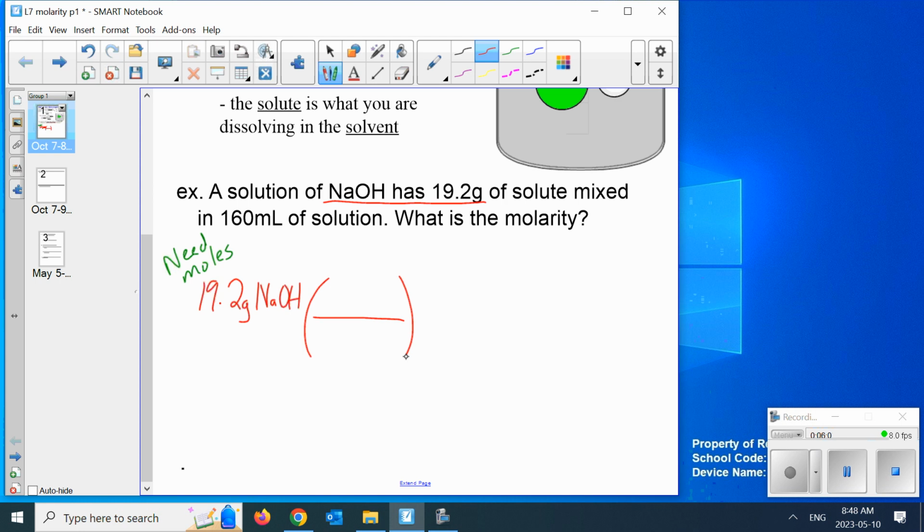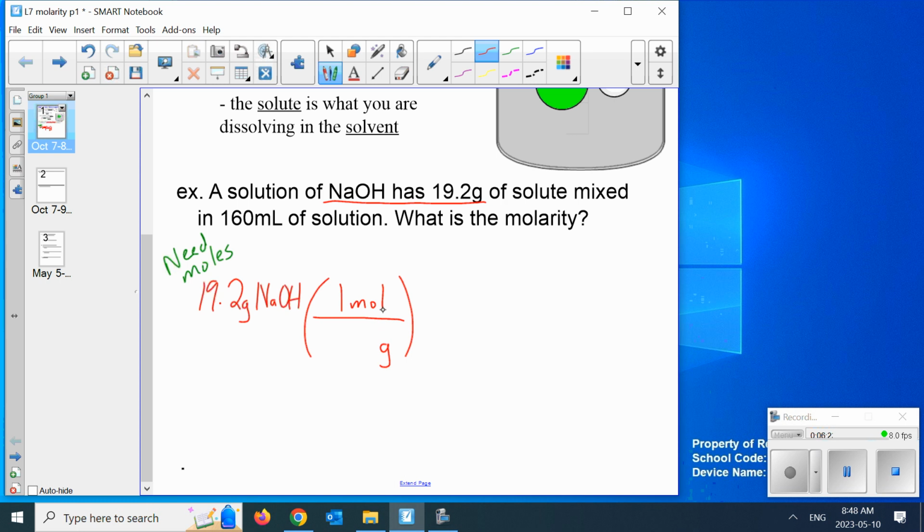So if I want to go to moles, I want to get rid of grams. So I put a G on the bottom, 1 mole on the top. I use the periodic table, which you guys see today, most days now. And I add up. So I'm going to do it on my calculator. Na plus O plus H, these are all single items.